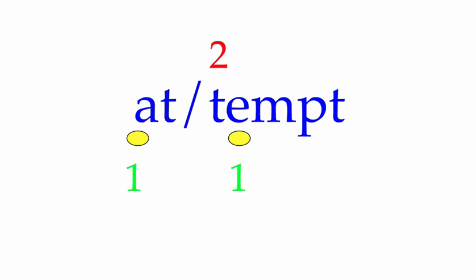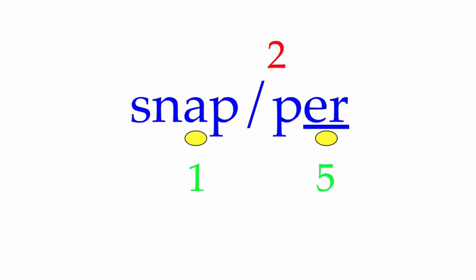Snapper. I like to eat snapper. Snapper. First syllable snap, 4 sounds. S, N, A, P. Per, 2 sounds. P, R. Snap, per. Mark the word. Snapper. And our final word is zigzag.